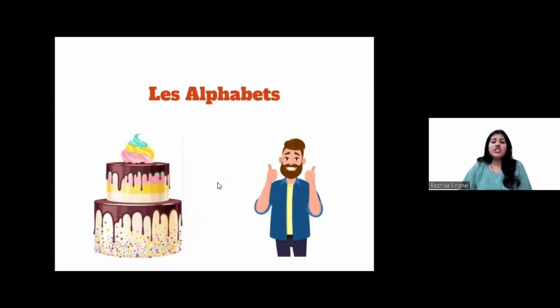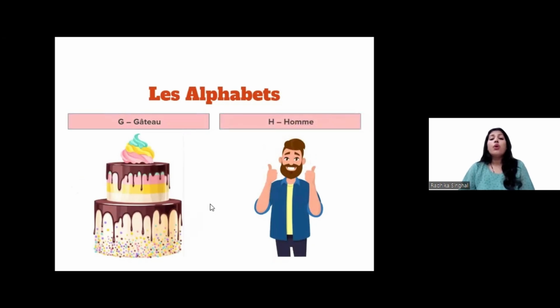The next two images are right here on your screens. This is from the letter G, gâteau. A cake in English is gâteau in French. This picture right here is of a young man, and a man in French is called homme. Homme.